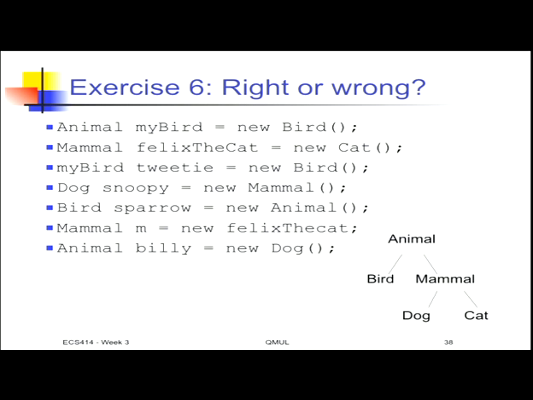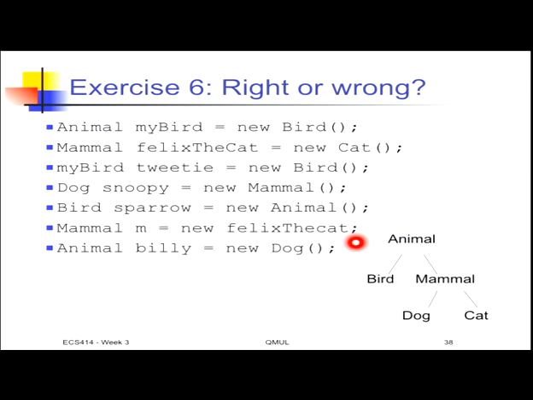Bird sparrow equals new animal. No. Again, it is in the opposite direction. We are trying to replace an instance of a subclass with an instance of a superclass. That's not allowed. Mammal m equals new Felix the cat.